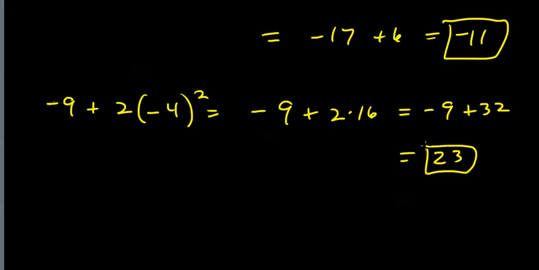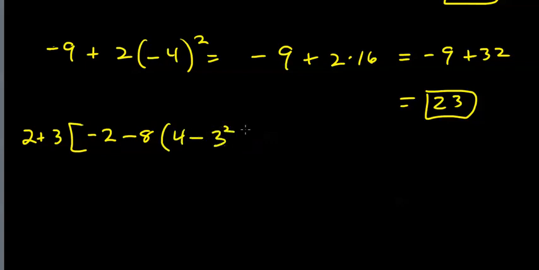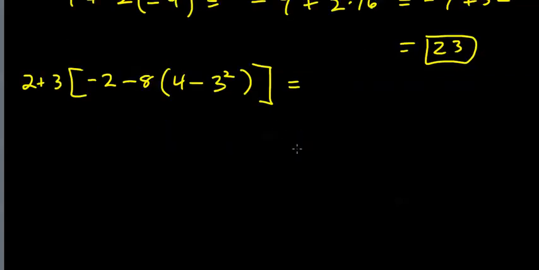All right, I'm going to start getting a little nastier here, stacking up more and more of these operations. How about something like this? I have to crowd this in a little bit. 2 plus 3 times minus 2 minus 8 times 4 minus 3 squared equals. All right.